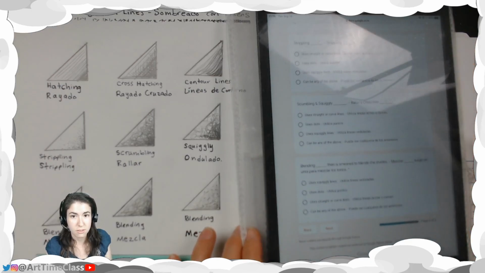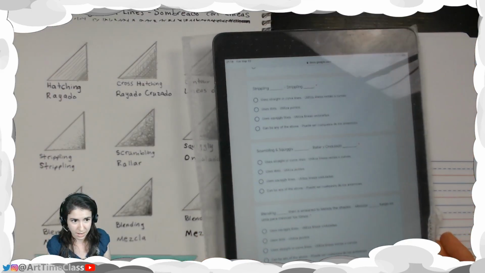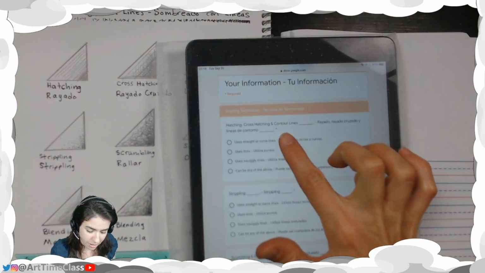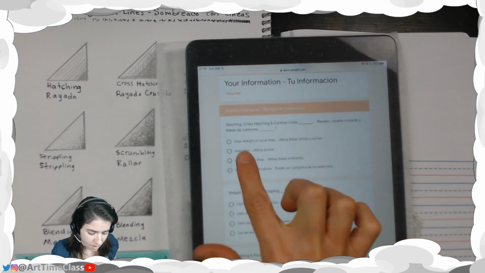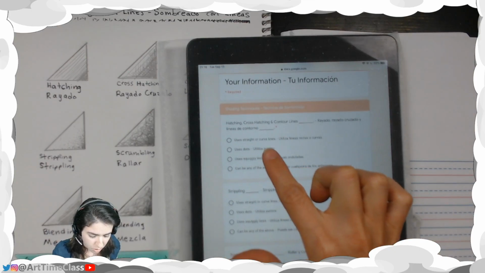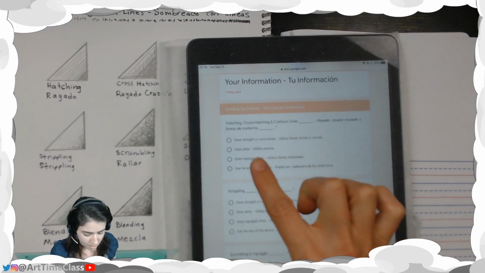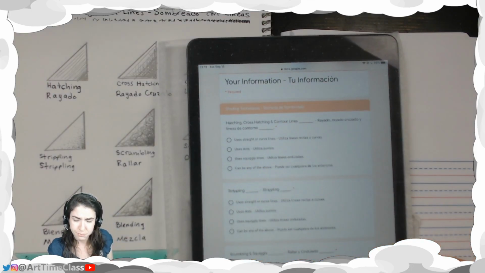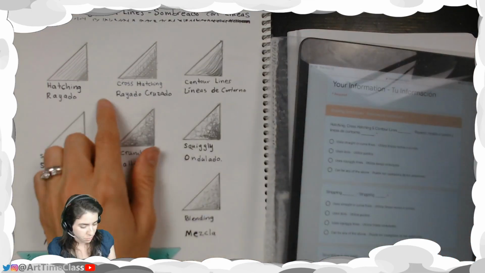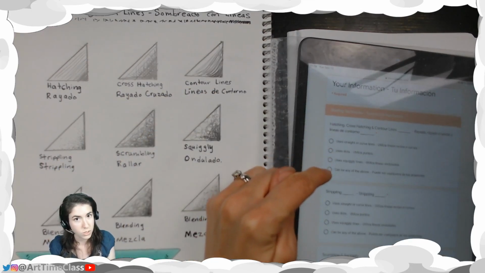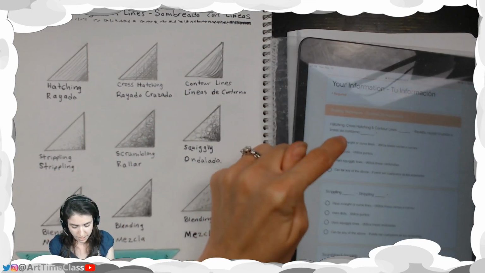Then you're going to see the 4 questions for this week's activity. Hatching, cross-hatching, and contour lines, blank. Let's read the different options. Use straight or curved lines. Use dots. Use squiggly lines. Or can be any of the above. Well, let's look at the example here. Hatching, cross-hatching, and contour lines are not dot or squiggly lines. They're straight or curved lines. So let's click that.